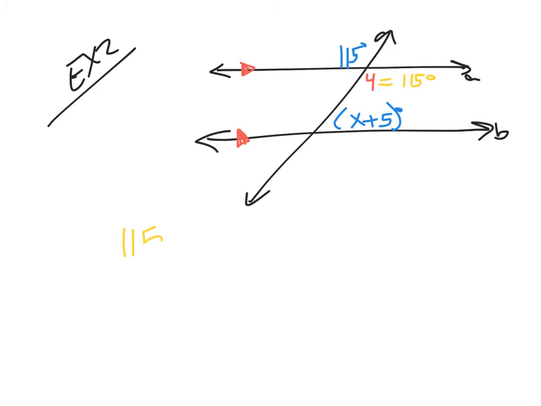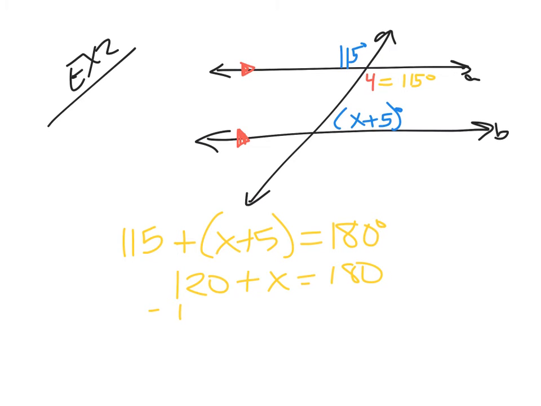So I can say 115 plus x plus 5 equals 180 degrees. And now I can just solve. We have a plus sign here, so we can just drop the parentheses. So I have 115 plus 5, which is 120, plus x equals 180. So now subtract the 120. X equals, what's 180 minus 120?